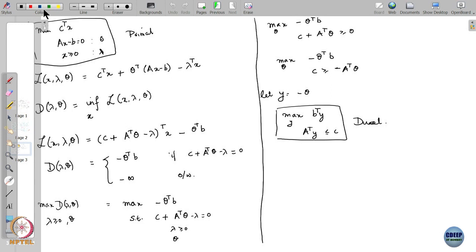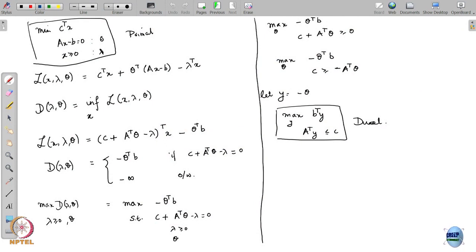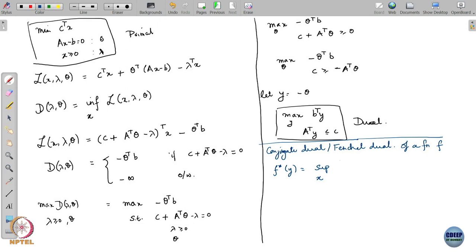I should also tell you that there is another connection here. The word dual is used by multiple people in different senses. There is another dual which is called the conjugate dual, or what is also called the Fenchel dual, thanks to Werner Fenchel. So, what is this dual? This is the conjugate dual of a function f. It is denoted as f star. So, f star of y is defined in this way: it is the supremum over all x of y transpose x minus f of x.